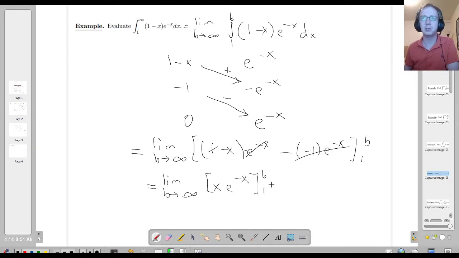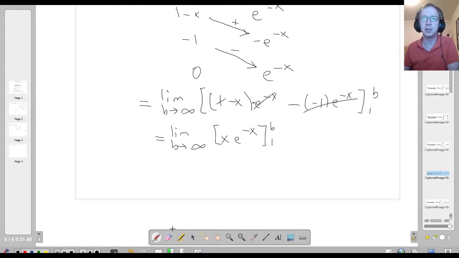And I just need to evaluate that from 1 to b. So now I'm going to plug in those limits of integration. So I've got b e to the negative b minus 1 e to the negative 1. Okay, I could write this slightly differently. So instead of 1 e to the negative 1, I'm going to write that as negative 1 over e. Okay, that's just a number, so it's not really part of the limit.